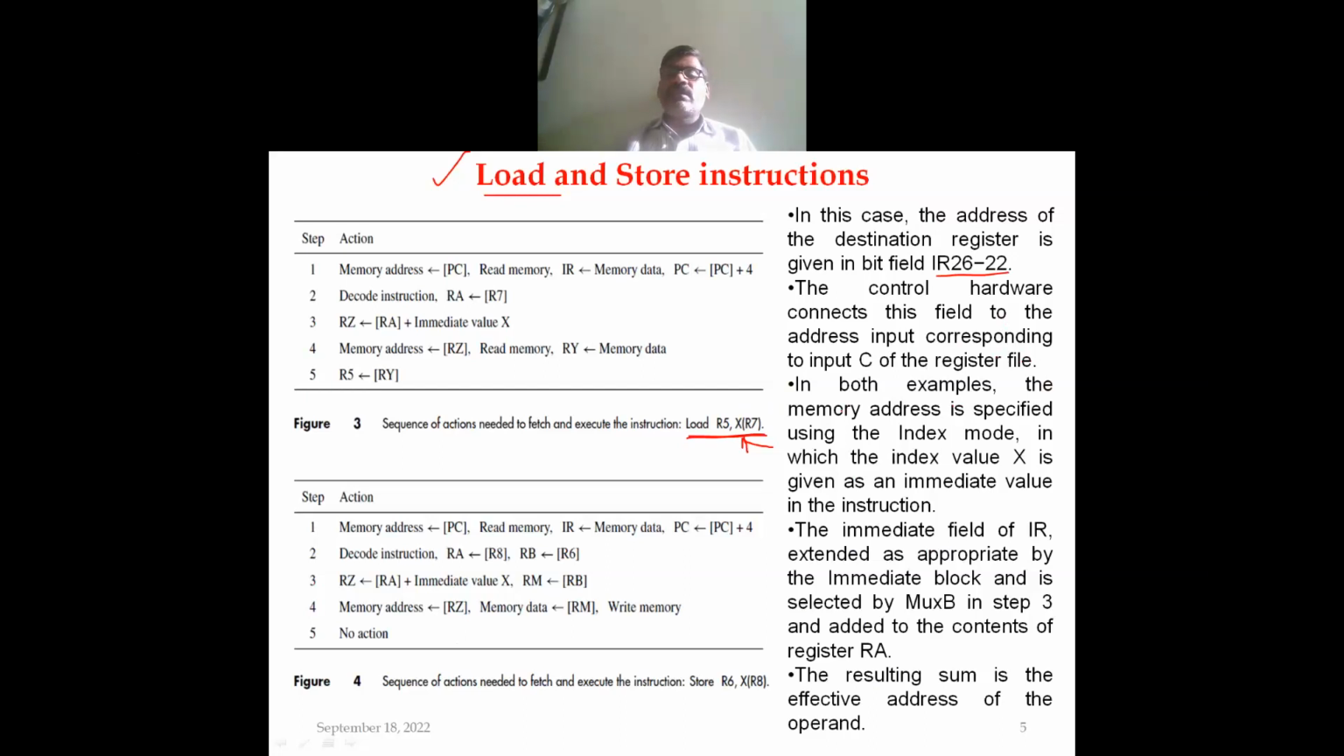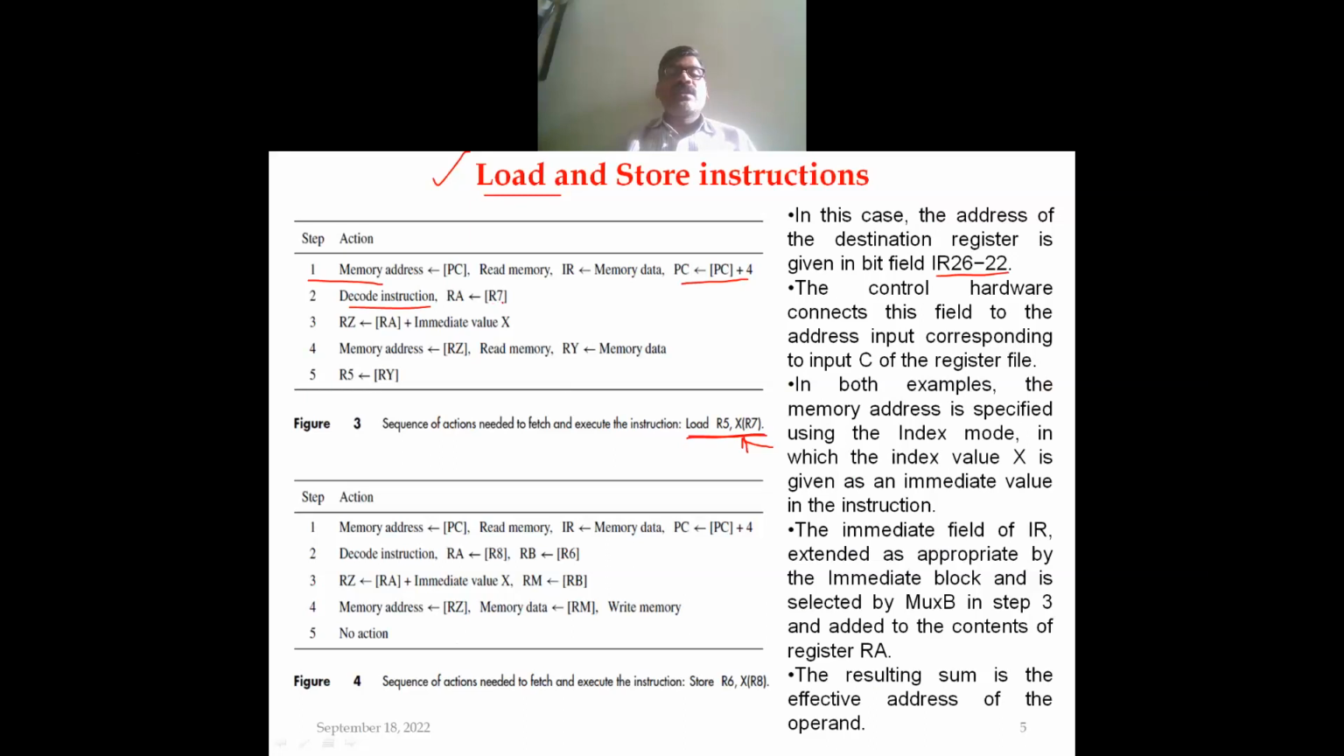In both these examples, the memory address is specified using the index mode, in which the index value X is given as an immediate value in the instruction. So in the first step, when we execute this load instruction, the contents of PC are loaded into the memory address, the memory is read, and the memory data is loaded into IR. Then the program counter is incremented by 4.